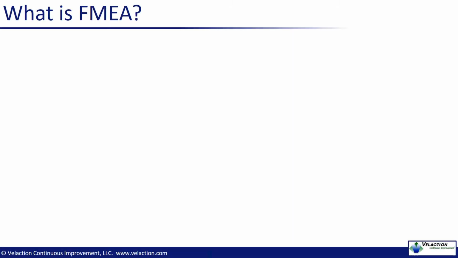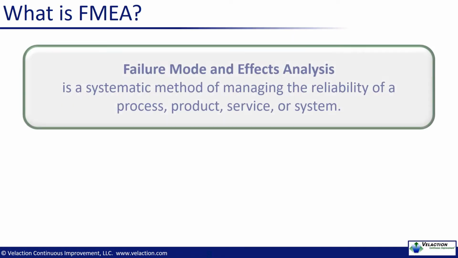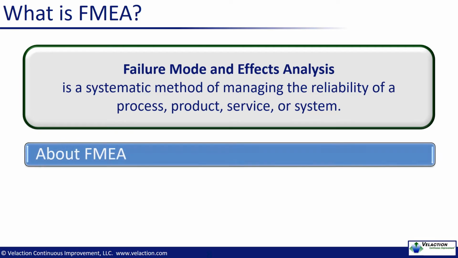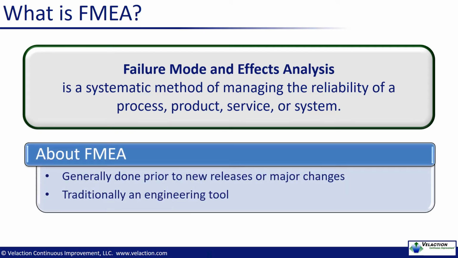Let's jump right into that first objective. FMEA is the process of taking a systematic look at how something might fail. It is normally, but not exclusively, done before product launches or major updates. It is traditionally an engineering function, but we see a lot of value in using this methodology to take a look at new processes that you set up during your continuous improvement efforts.